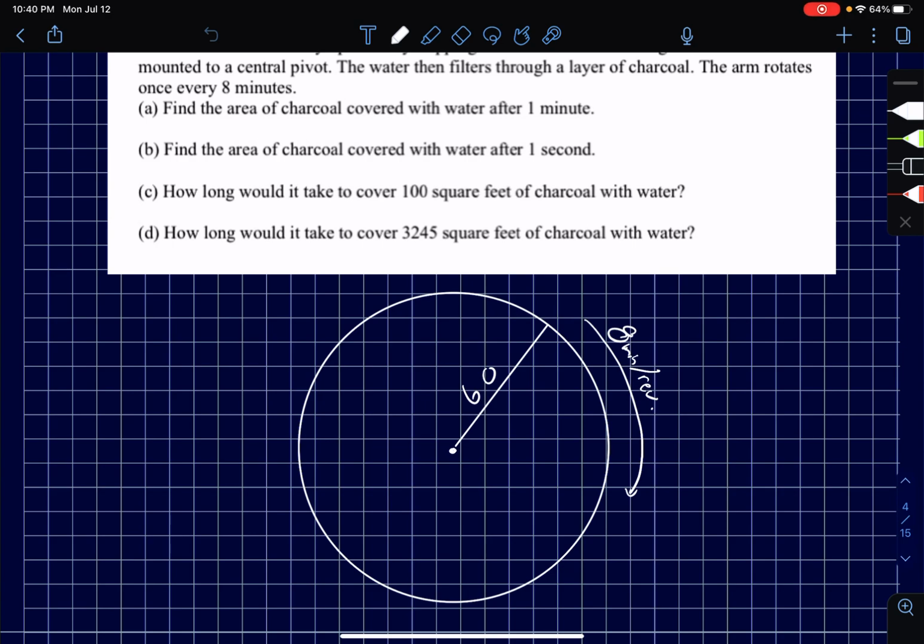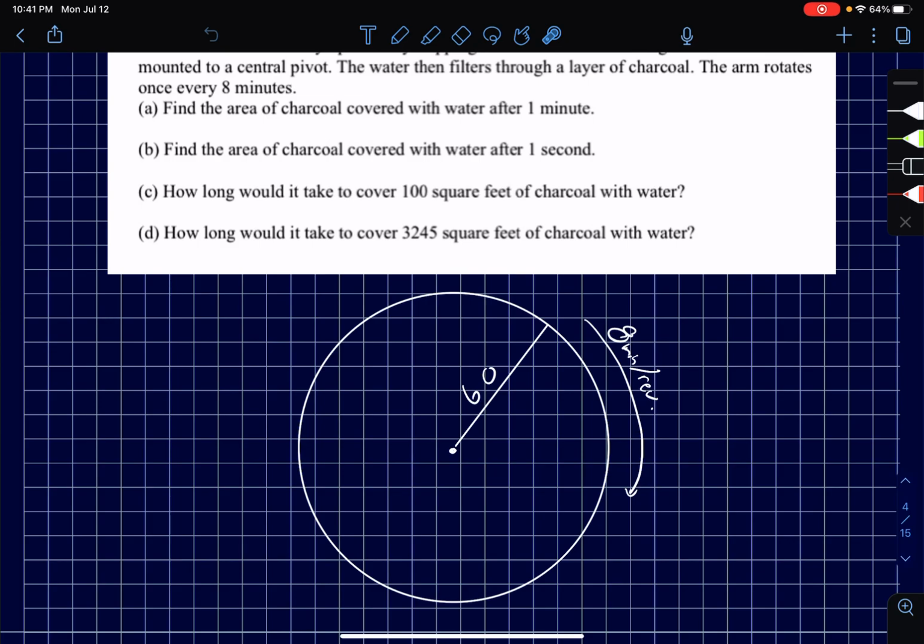So the information that we need to gather out of that is that the length of the arm that the water is dripping out of is 60 feet. I'm going to just assume that water is dripping out of the entire 60 feet and that this entire area underneath the arm is covered in charcoal. So the area of the charcoal is basically the area of the circle, and the area that the arm drips onto is going to be the area of the sector that it covers in a given time. We know that the arm is rotating at 8 minutes for every revolution. And so with that information, we go ahead and solve the problem.